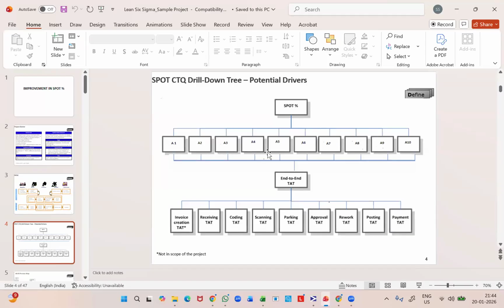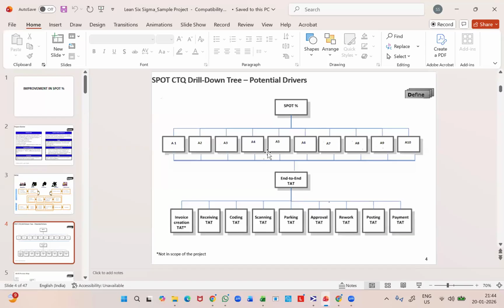One is the spot percentage, right, pertaining to the various sub-processes within the process. And the other one is the time taken to execute each and every activity. I should not say process. It's each and every activity within that invoice processing activity.